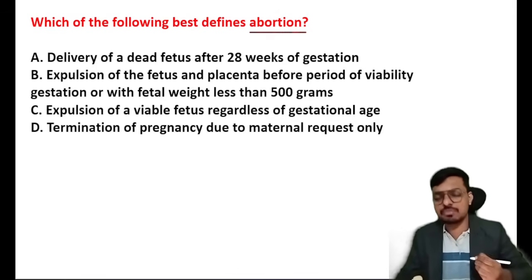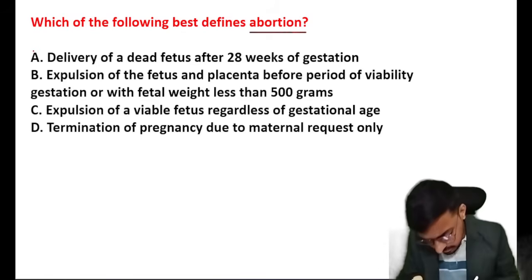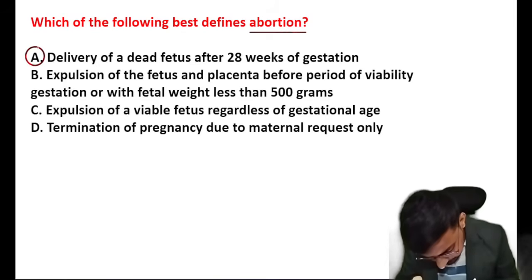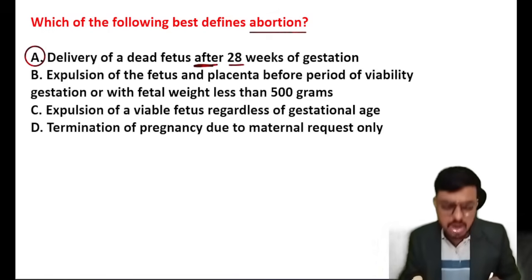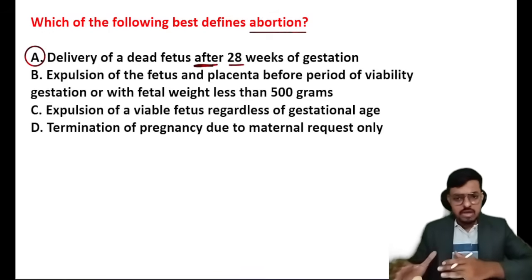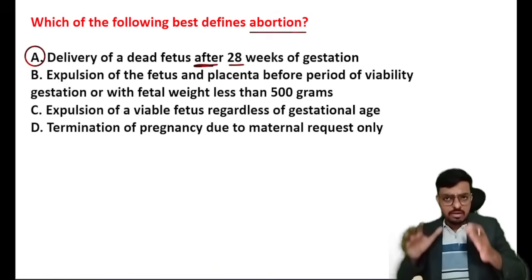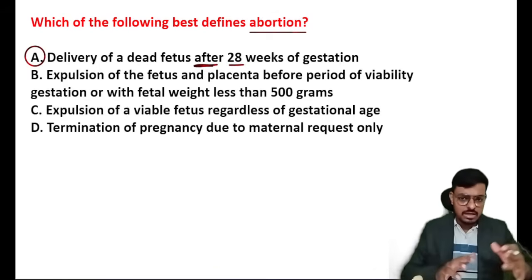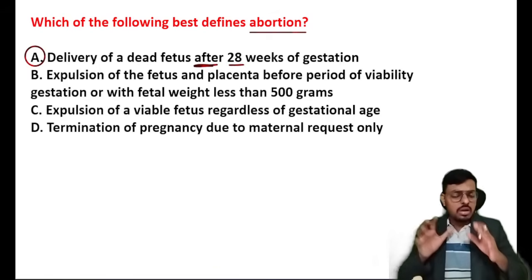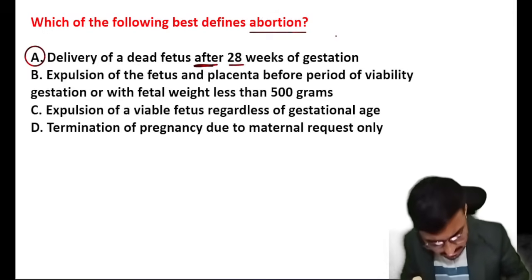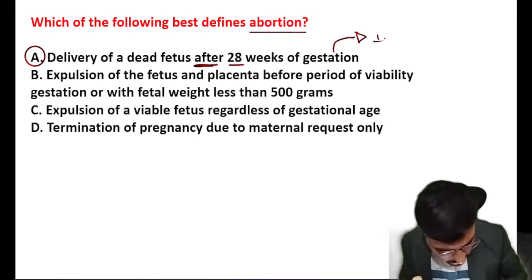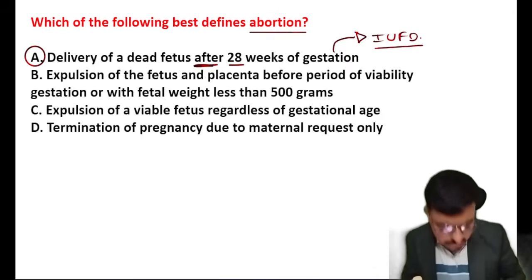Okay, so option A is the delivery of a dead fetus after the 28th week of gestation. Beta, if you are delivering a dead fetus after the 28th week of gestation, it means the fetus has crossed the period of viability. Whenever the fetus crosses the period of viability and it dies and is delivered, we call that intrauterine fetal death. Okay, very important thing, keep it in your mind.